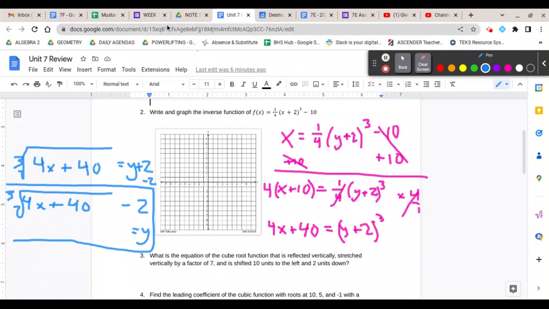And again, when we're talking about graphing these things, ladies and gentlemen, what we can always do is graph the original, graph the inverse, and see how they reflect. So, our original function here is we have y equals 1/4 x plus 2 cubed minus 10. And our inverse is y is the cube root, which I'm just going to do to the 1/3 power. 4x plus 40 to the 1/3 power minus 2.